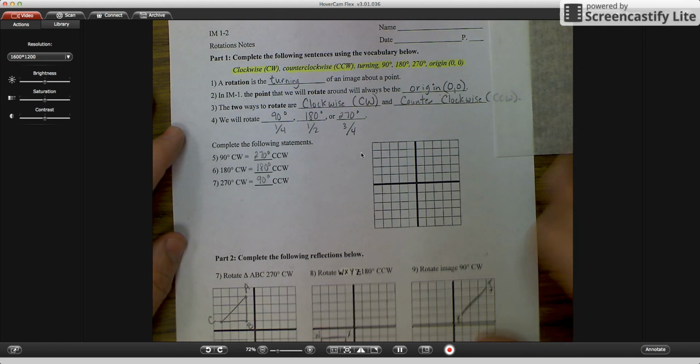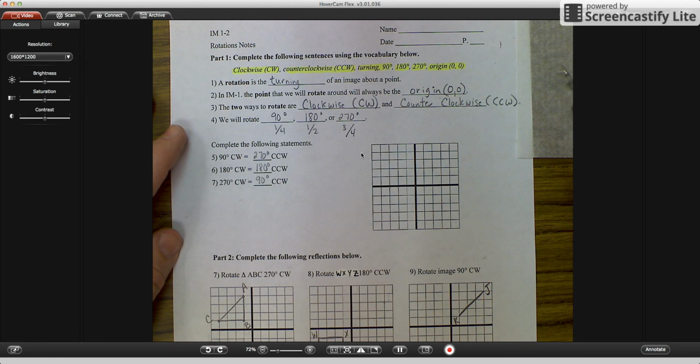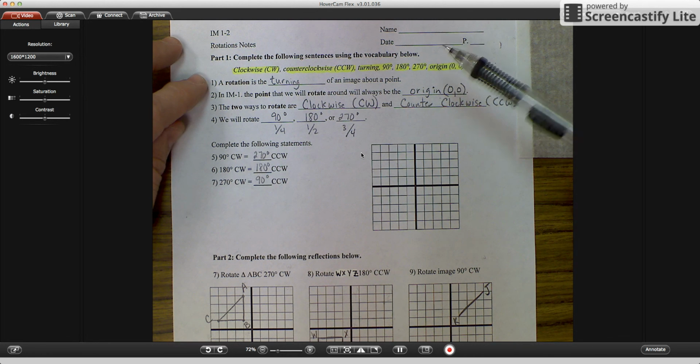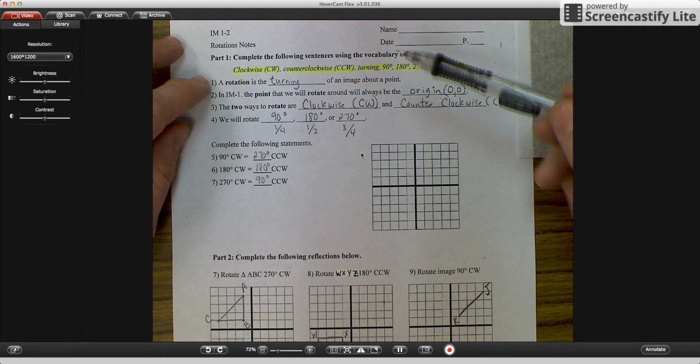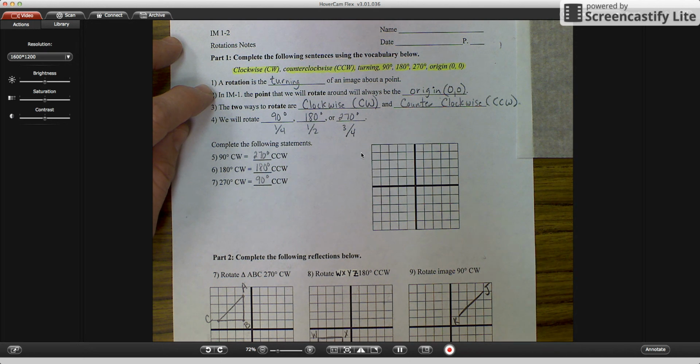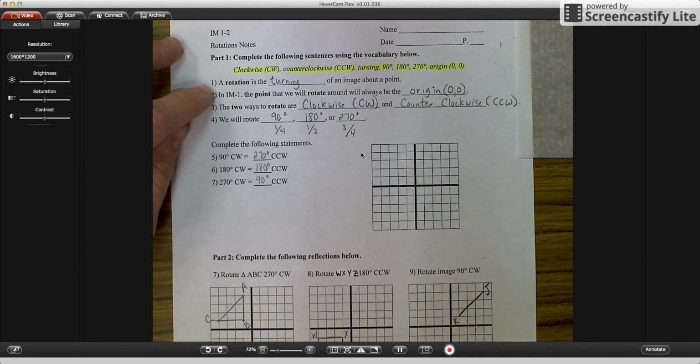Okay, welcome back, and this is day 2 of rotations. So remember, last night you watched the video, and you have this sheet, and it should be filled in that a rotation is a turning of an image about a point. That we are going to rotate around the origin only. You can rotate around any shape, but we're just going to pick the origin.